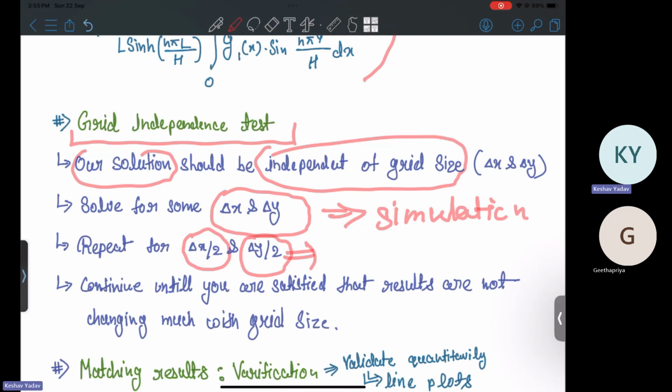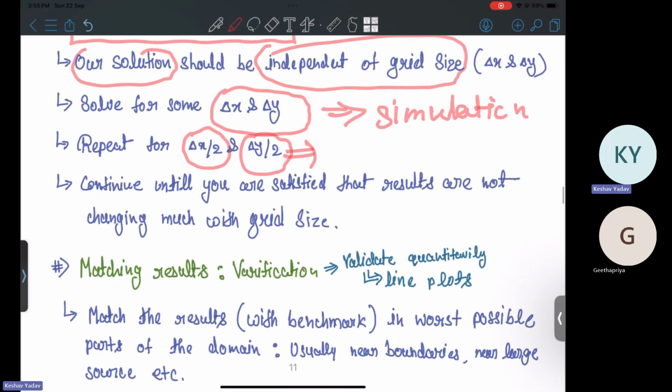We'll repeat this process until we see very little or negligible change from the change in the grid, by reducing the grid size. Okay, so this is what the grid independence test is. This is very essential when we go for the numerical solution.